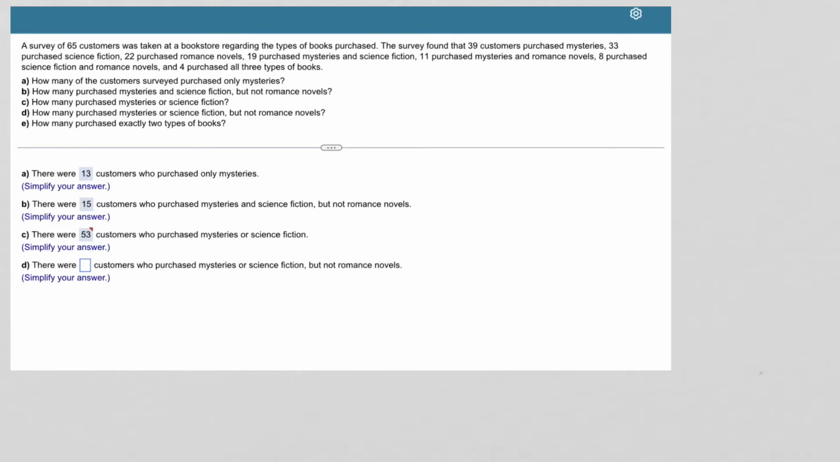In this problem, we're told that a survey of 65 customers was taken at a bookstore regarding the types of books purchased. And then they give us information about the types of books: mysteries, science fiction, and romance. So I'm going to create a Venn diagram to figure out how all of these relate to each other.